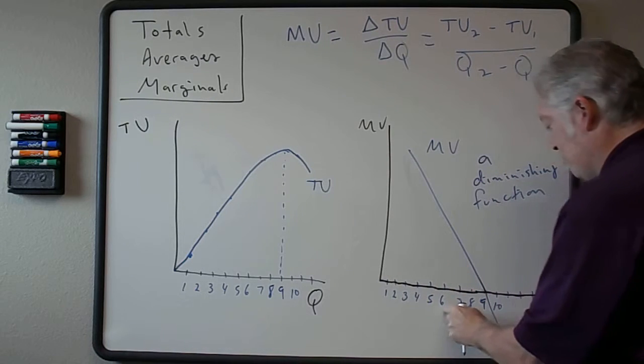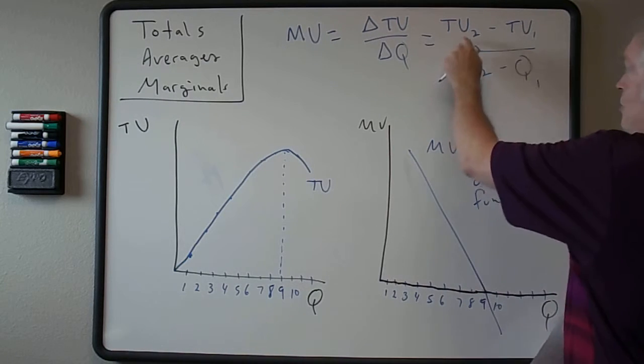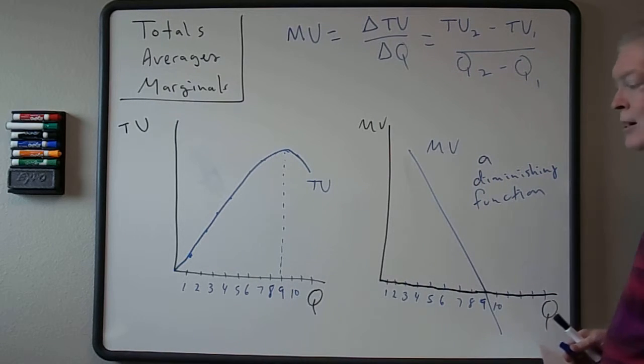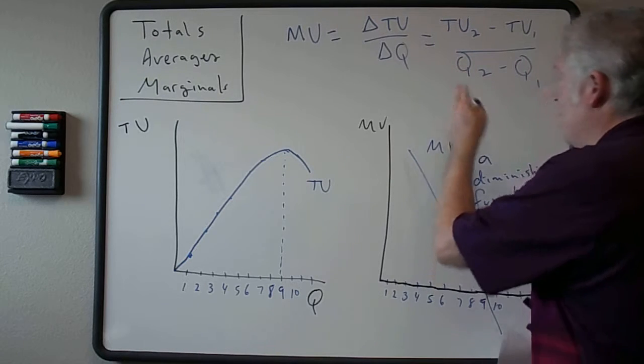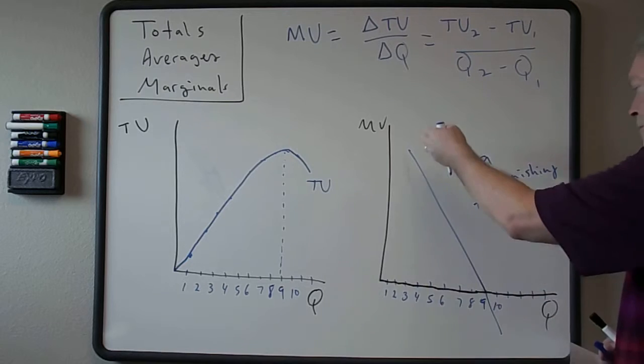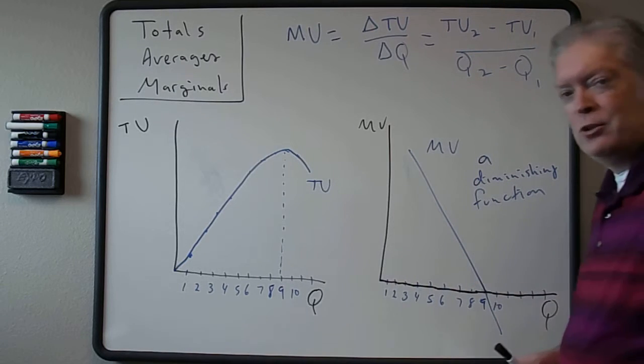It could be from 6 to 7, and so we have total utility 7 minus total utility 6 over quantity 7 minus quantity 6. So you get the idea, and as a result of this, this value is going to be going down. And oftentimes it's more of a curve than it is a linear function.